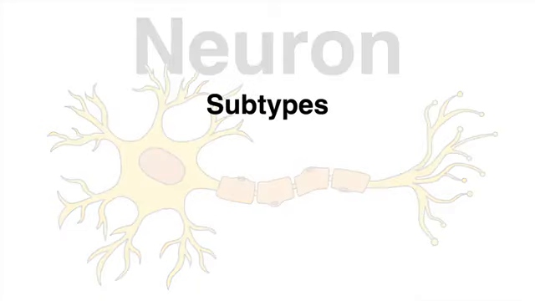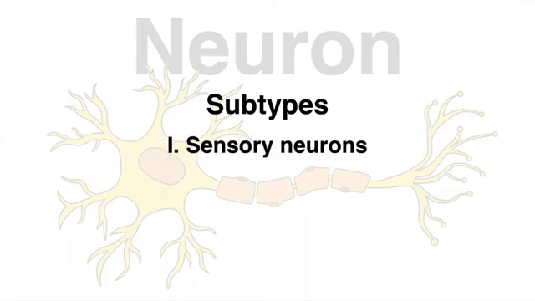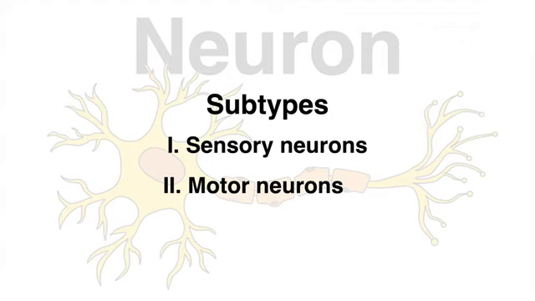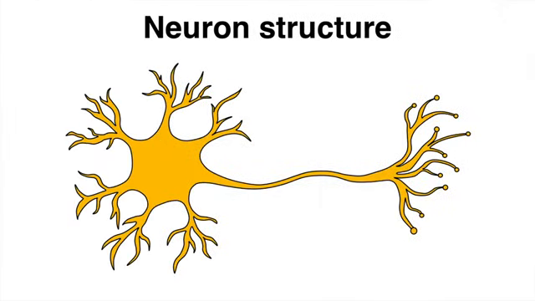There are different subtypes of neurons, namely sensory neurons, transmitting information from the external and internal environment to the central nervous system. There are motor neurons, conveying commands to muscles and organs, and finally there are interneurons that transmit information between separate neurons. Despite these classifications, there are characteristics that are shared between these subtypes.